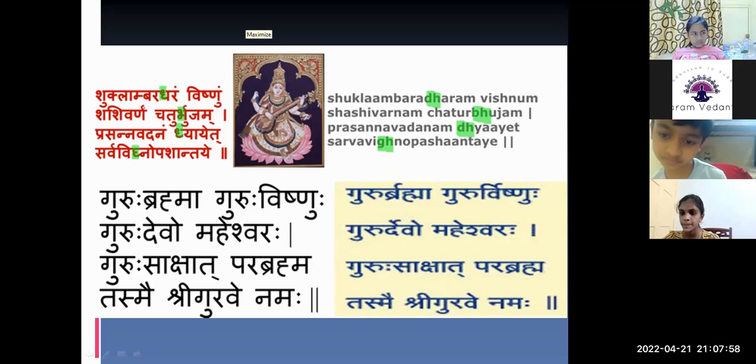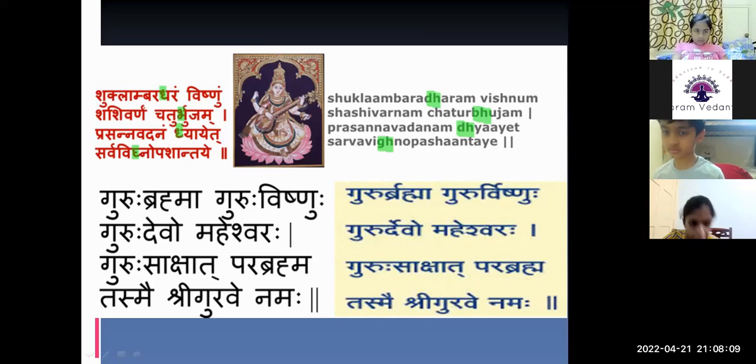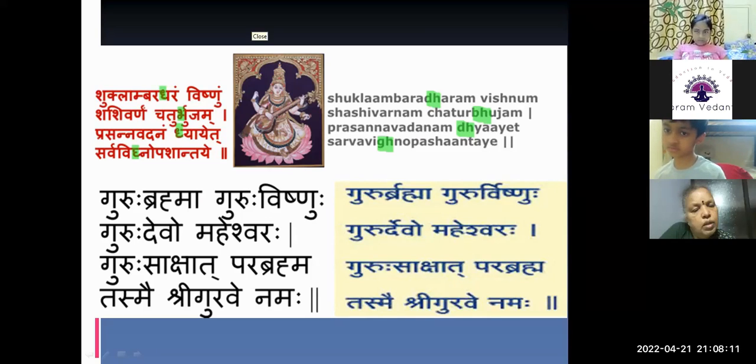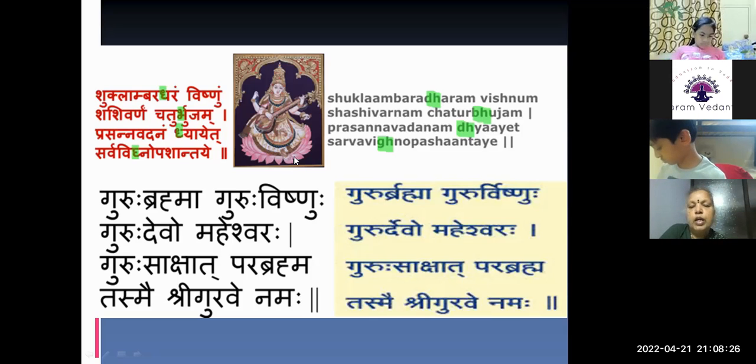Do you happen to know the scientific reason why there is a gap after 8 letters in between the shloka? In the Anushtup Chandas, in this Gurur Brahma shloka, is it? Yes, ma'am. We can take that as an example. In that shloka, Gurur Brahma, Gurur Vishnu, you have to pause.